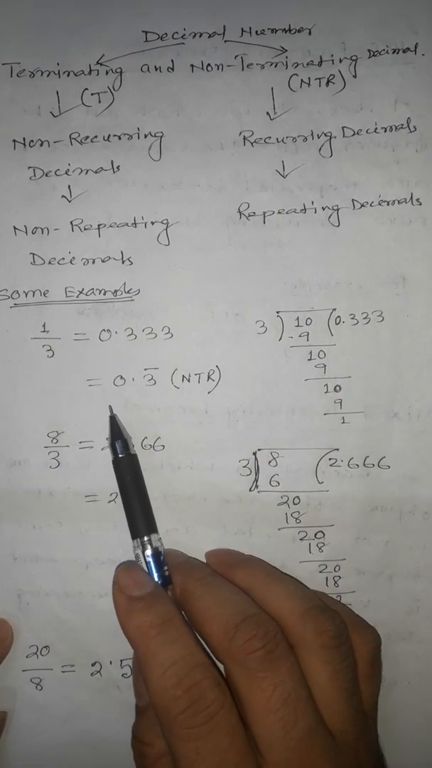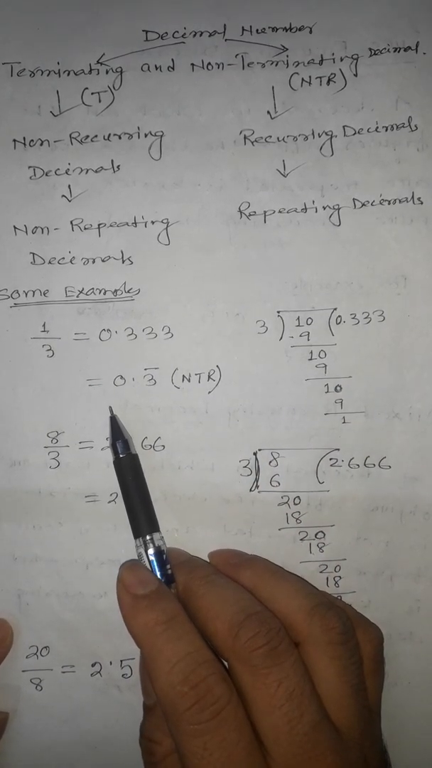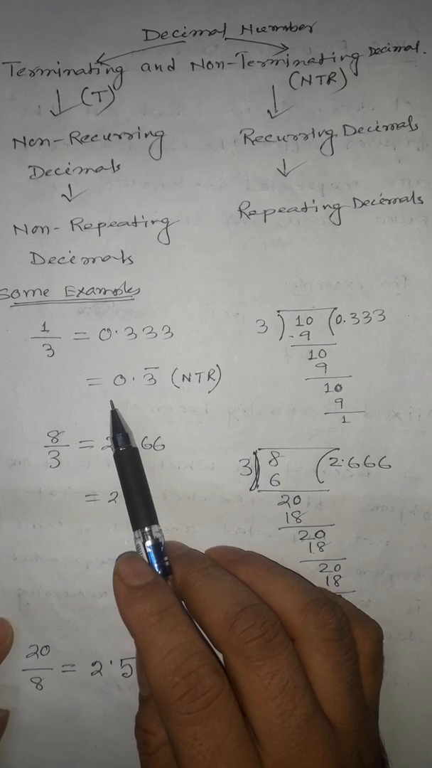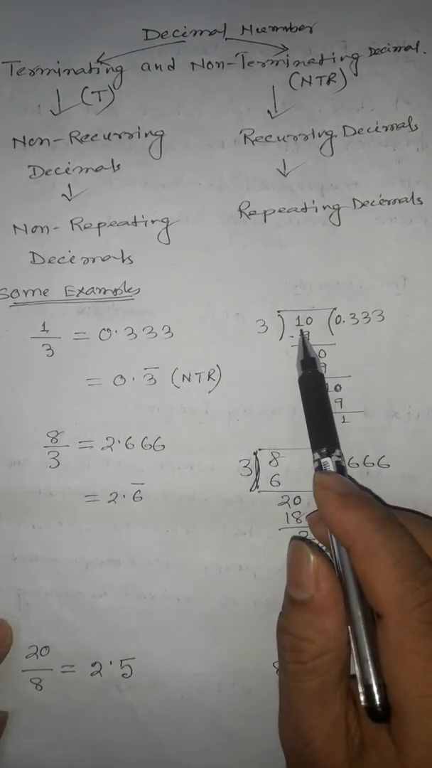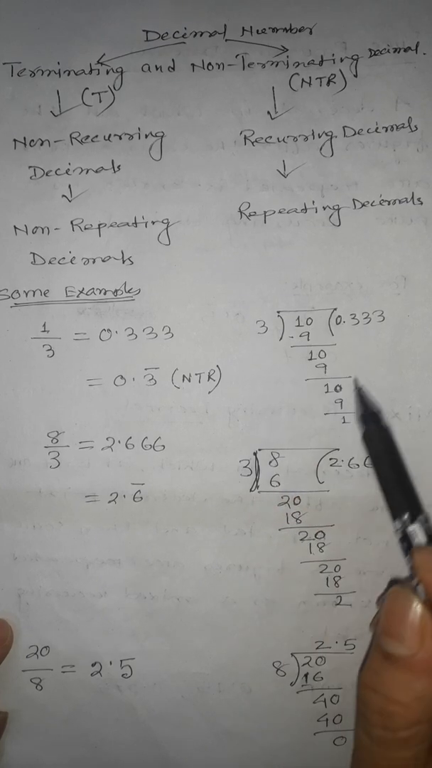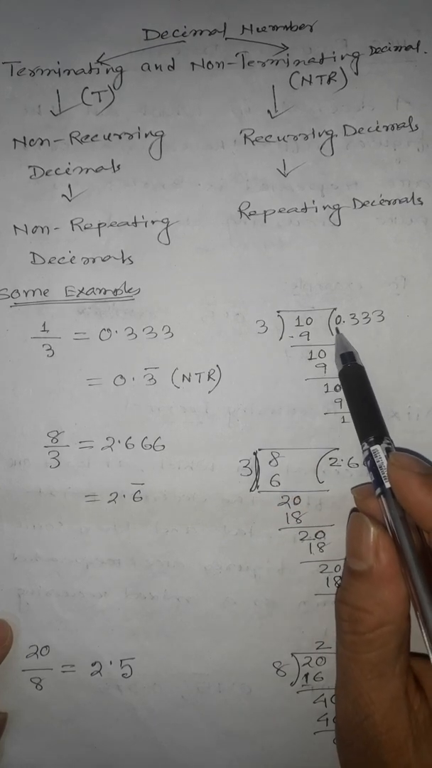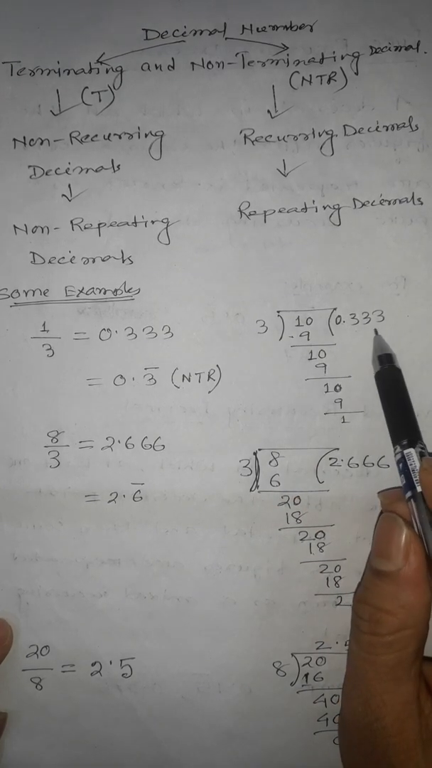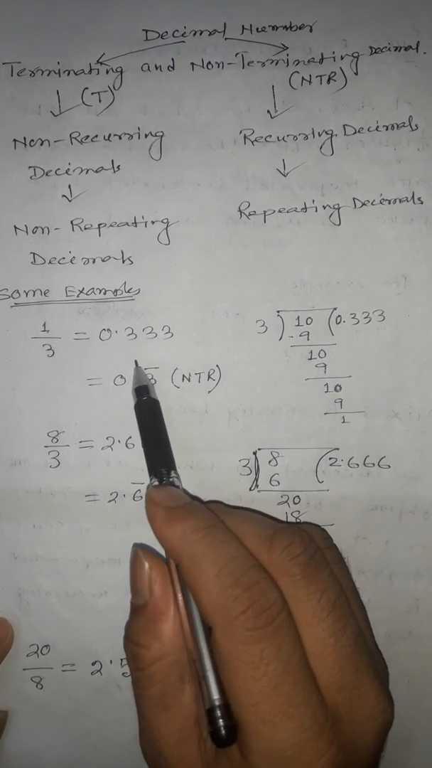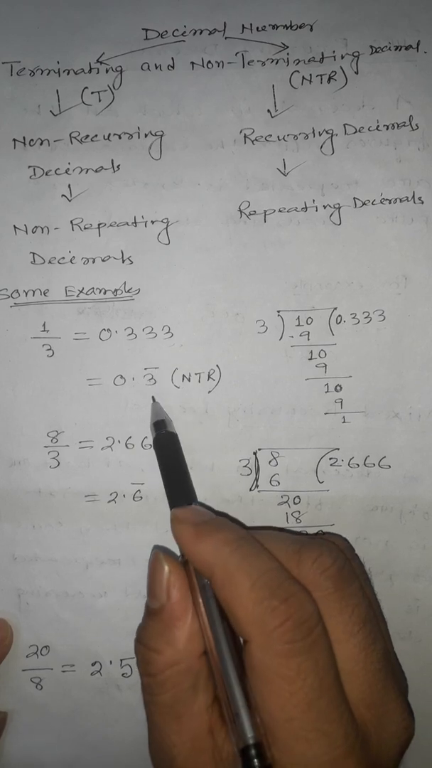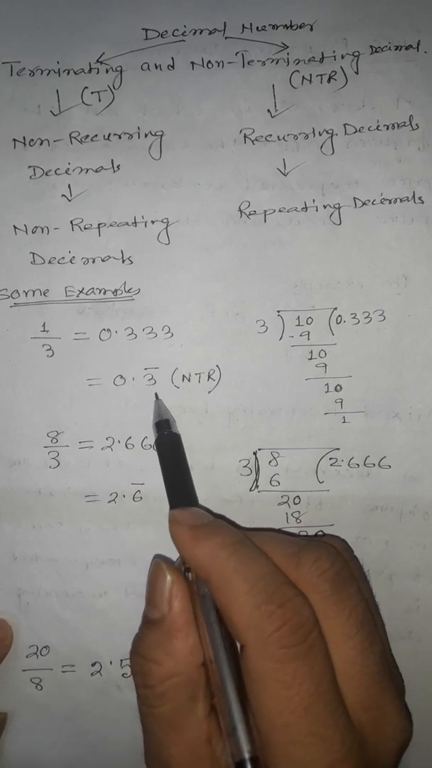Now we take some examples and I'll explain here what is a terminating decimal and a non-terminating decimal. 1 by 3. If you divide 1 by 3, you'll get this number, 0.333. 3 is repeating indefinitely. So this is a non-terminating decimal number because 3 is repeating indefinitely.